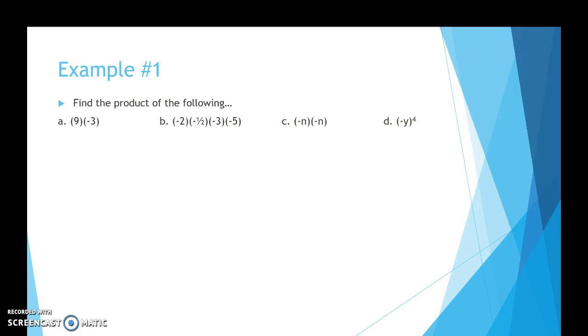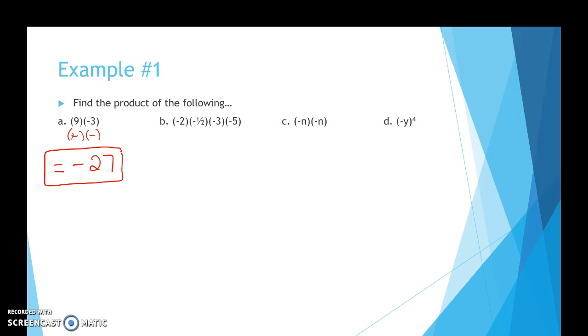Let's practice some problems here working with multiplication of integers, and you'll see problems like this in your bookwork that we do in class as well. For A here we have 9 times -3. So this is a positive multiplied by a negative. My answer is going to be a negative. Well, 9 times 3 is 27, and that will be my answer for A, -27.